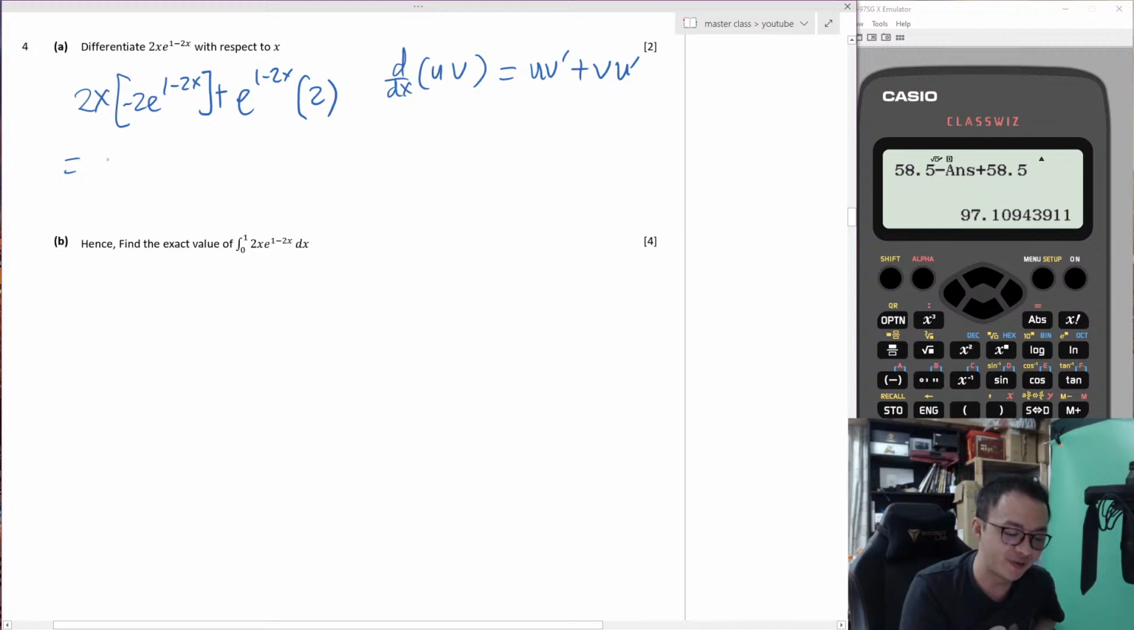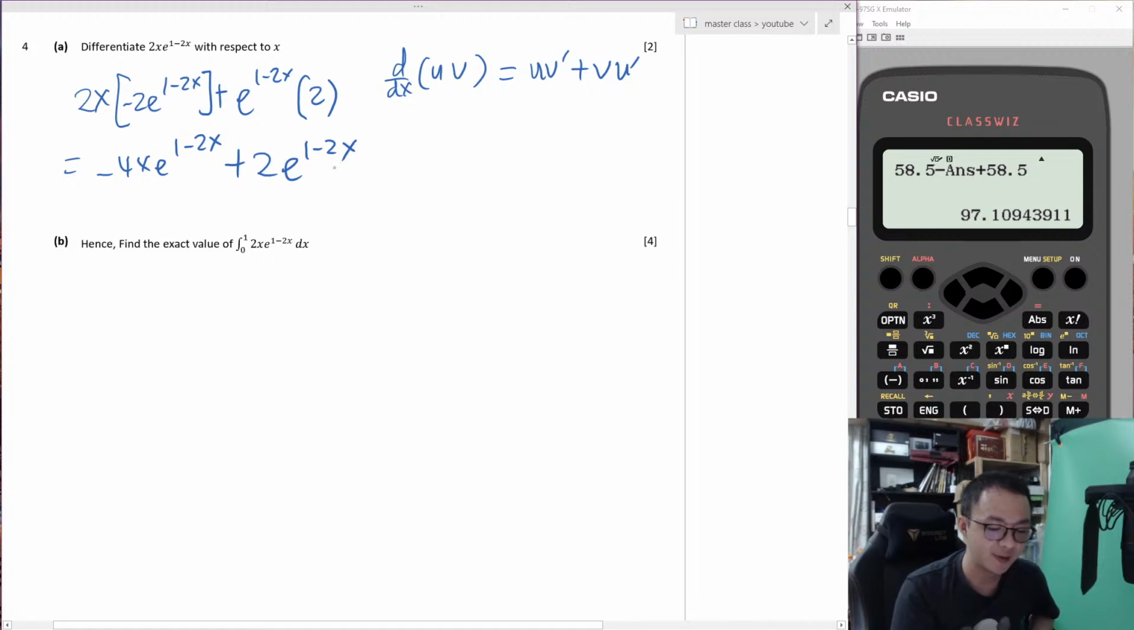I do not want to simplify first, later only simplify. But I put a negative here. Negative. Never mind. Negative 4x e^(1-2x) plus 2e^(1-2x). Okay, this is my final answer. Hence, find the exact value. So this one I need to use the answer.